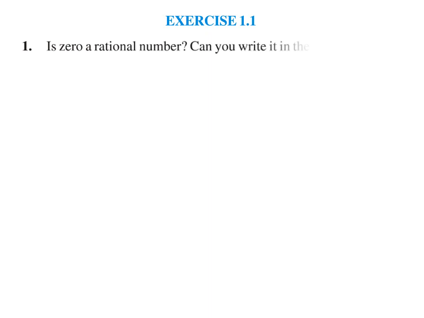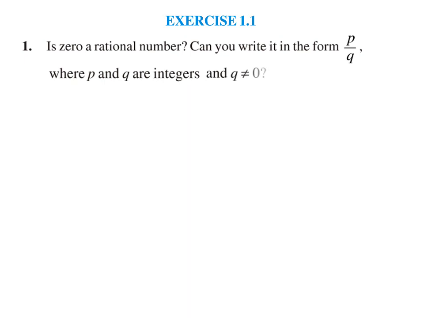Now we will discuss the first exercise of your NCERT textbook, exercise number 1.1. For the first question: is 0 a rational number? Can you write it in the form of p by q, where p and q are integers and q is not equal to 0? We have to show whether 0 is a rational number or not. So my answer is yes.